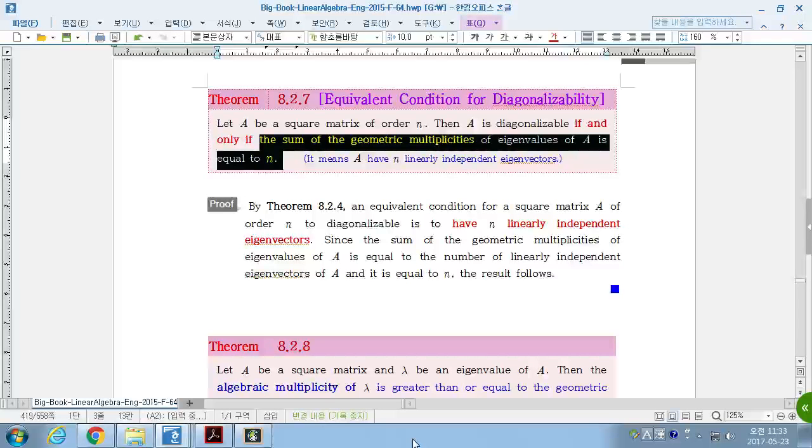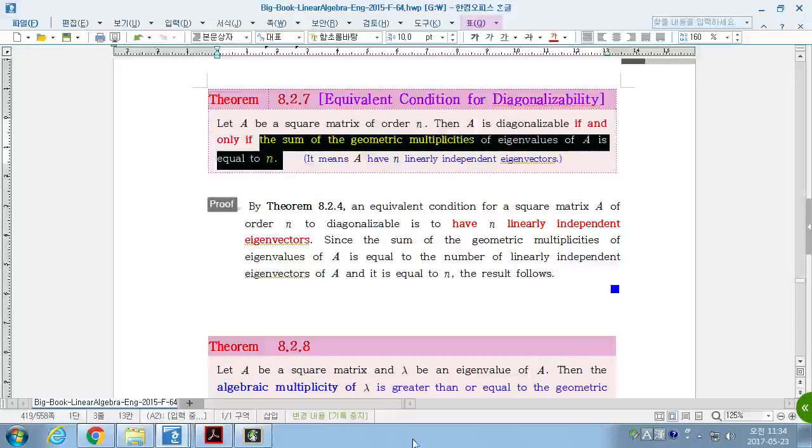그럼 지오메트릭 멀티플리시티가 바로 1차 독립의 아이겐벡터의 숫자죠. 람다 1, 람다 i에 대해서. 각각을 다 1차 독립의 아이겐벡터를 구한 전체 합이 n개가 돼야만 대각화 가능한 거죠. So, 이 대각화 가능하려면 지오메트릭 멀티플리시티들, 1차 독립의 아이겐벡터들의 개수 다 더한 게 뭐가 돼야 돼?